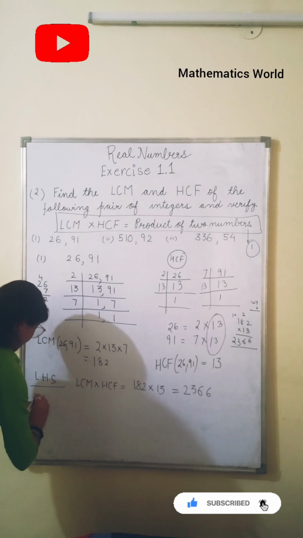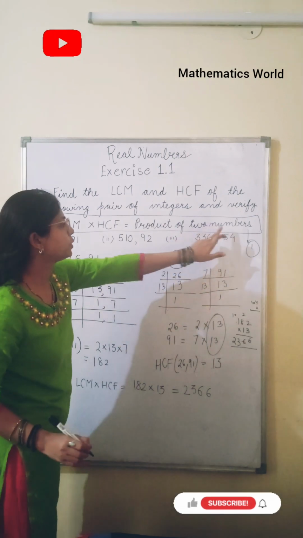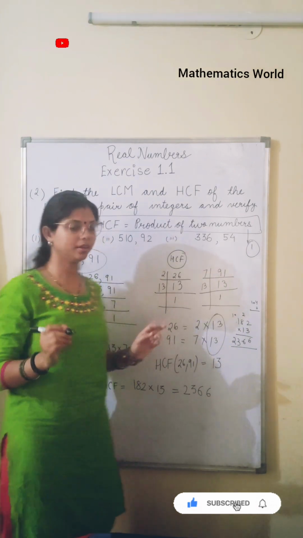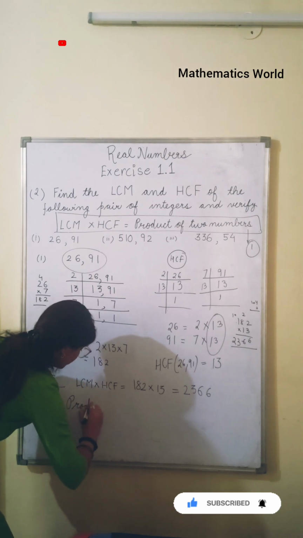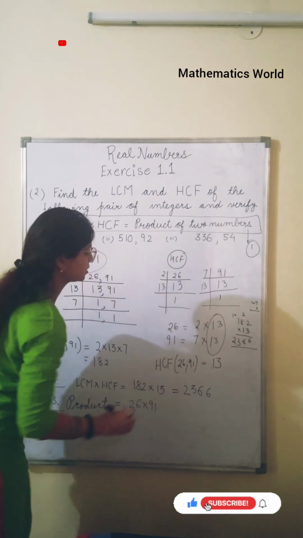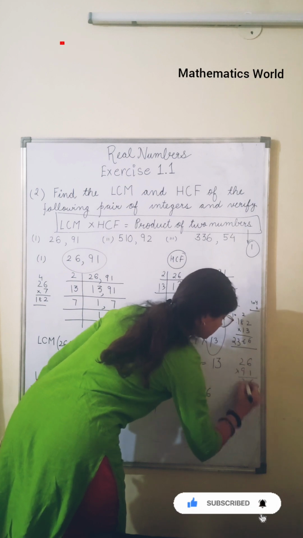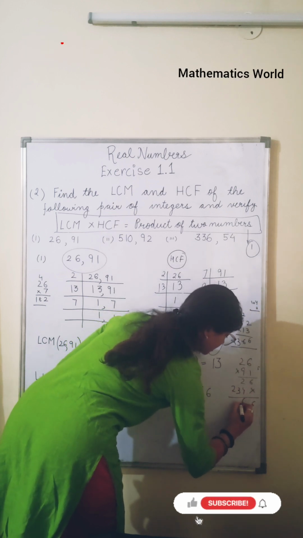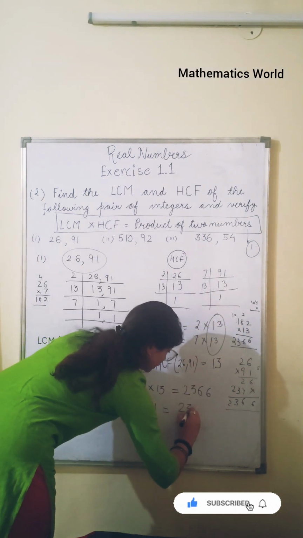Now let us check what our right hand side comes to be. The right hand side is the product of two numbers, and those two numbers are 26 and 91. So let us find their product. 26 into 91. 1 6 is 6, 1 2 is 2, 9 6s are 54, 9 2s are 18 plus 5 is 23. So it's 2366. Again, after finding the product, we find that the product is 2366.